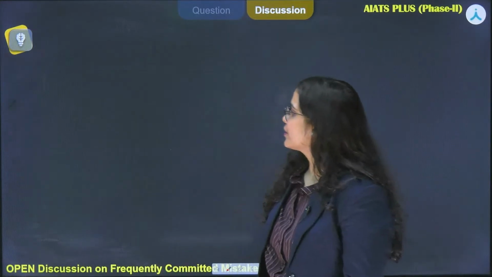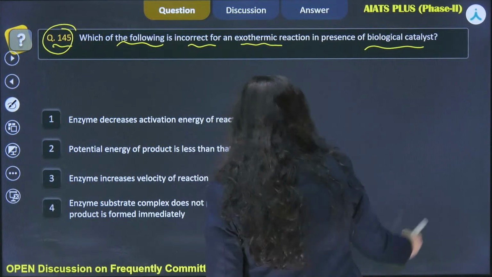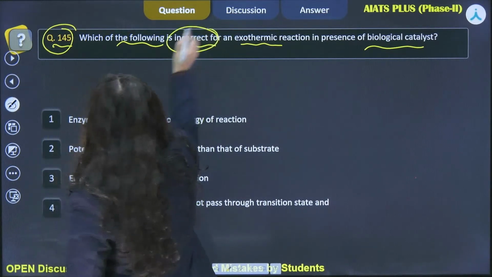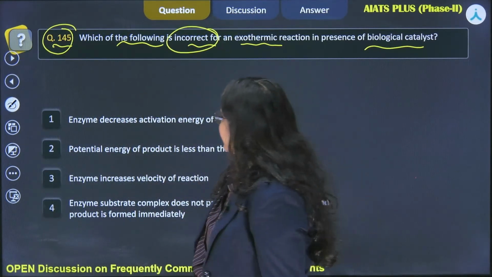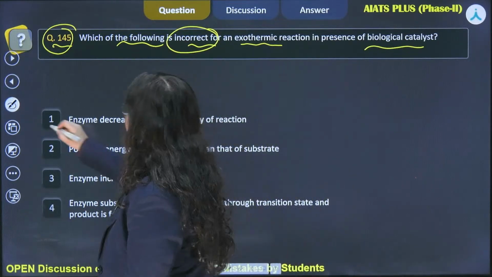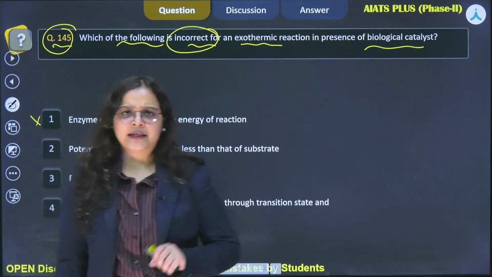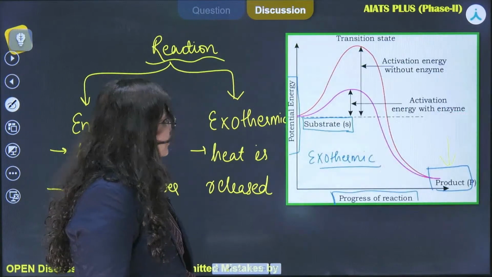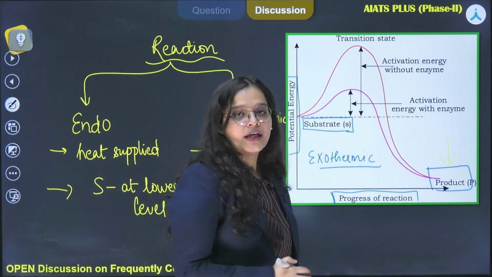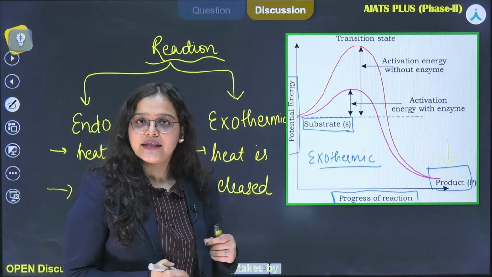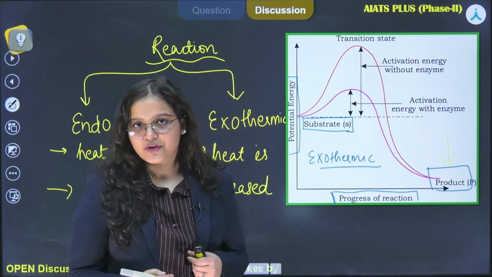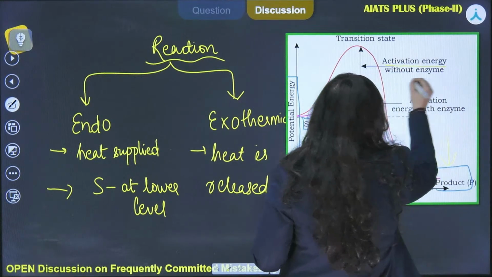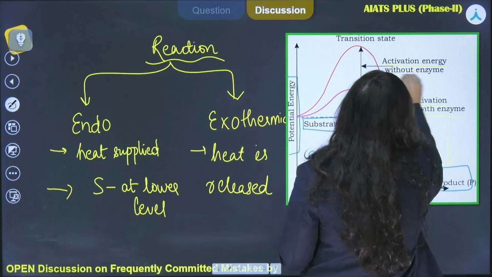So again we need to find the incorrect option with respect to the exothermic reaction. My first option states enzyme decreases activation energy for a reaction. This is absolutely true and cannot be the right answer. Whether it is an endothermic or an exothermic reaction, we know that enzymes are known as biocatalysts, which means they increase the velocity of the reaction. And how do they do it? They accelerate the rate of reaction by lowering the activation energy which is required for any reaction.